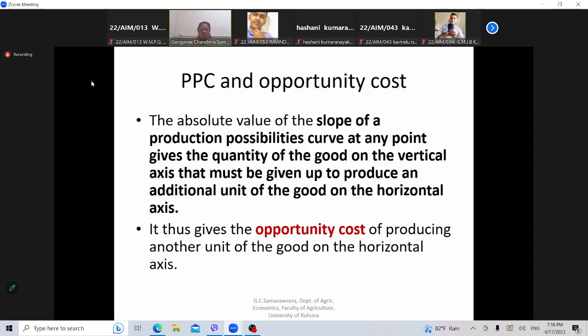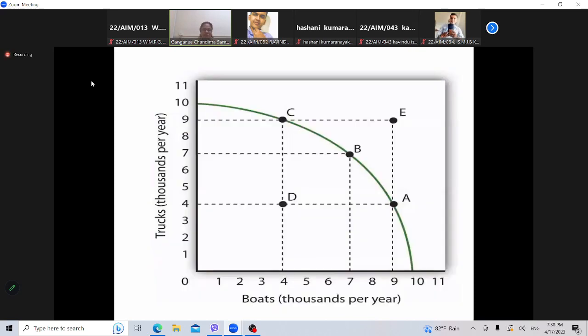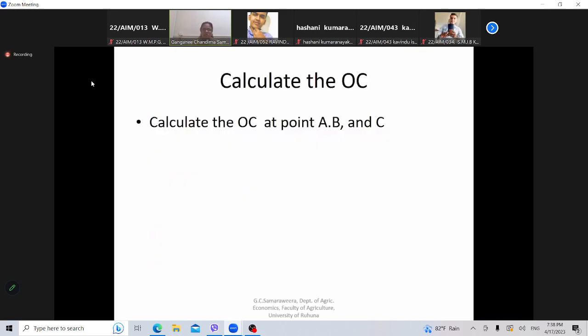Last time we also explained the opportunity cost and the production possibility curve, and now we will do some calculations also. Let's say we need to calculate opportunity cost. Here I denote OC as opportunity cost for points A, B, C. Let's see how you are calculating.